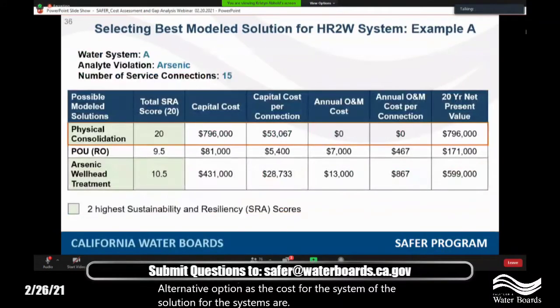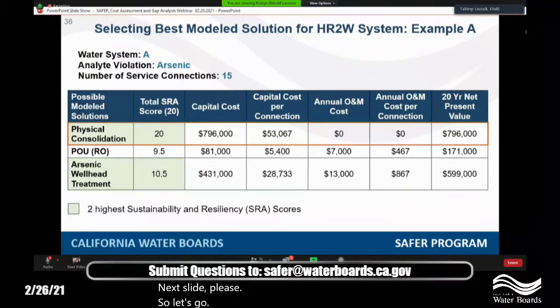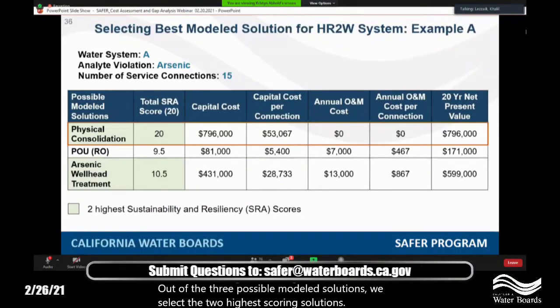Next slide, please. So let's go back again to case studies A and B to see how this decision tree is implemented. Again, system A is a system that has 15 service connections and that has an arsenic violation. Out of the 3 possible modeled solutions, we select the 2 highest scoring solutions, the 2 solutions that have the highest sustainability and resiliency score. And those would be, in this case, physical consolidation at 20 out of 20 and arsenic wellhead treatment at 10.5 out of 20. So we've selected the 2 solutions assessed as most sustainable.